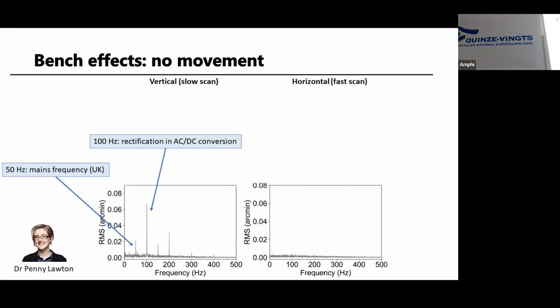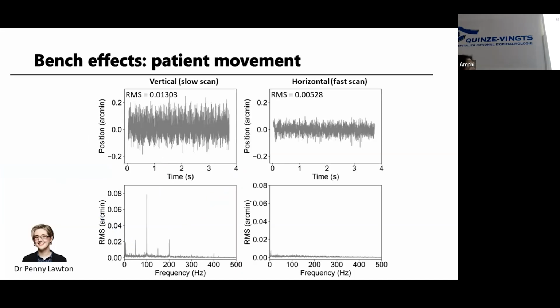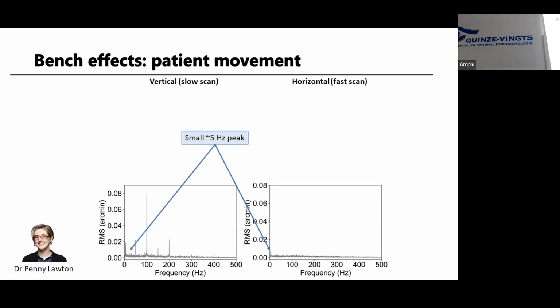There's also a 100 Hertz signal, which comes from the AC to DC conversion through the rectification process, and then a bunch of harmonics. But these are generally very small, so we're not too worried about these. We can actually measure these simultaneously and remove them if we need to. We also repeated this with someone sat at the bench, pressing on it a little bit, to see what the difference might be with a patient that's not behaving very well. You can see there's not much difference at all. The RMS error goes up by a very small amount, and it's all concentrated in a little 5 Hertz peak. So we're not too worried that vibration effects on the bench are going to lead us to make some kind of incorrect inference about eye movements.